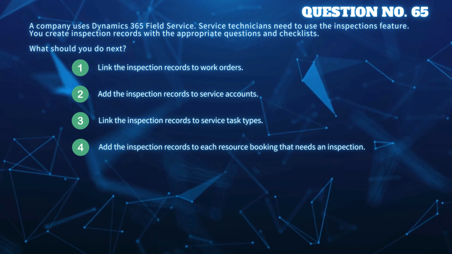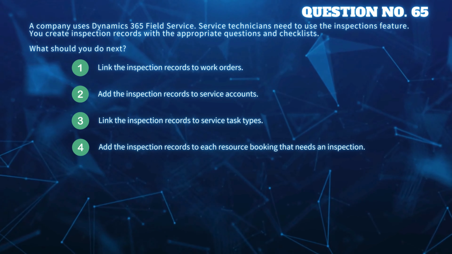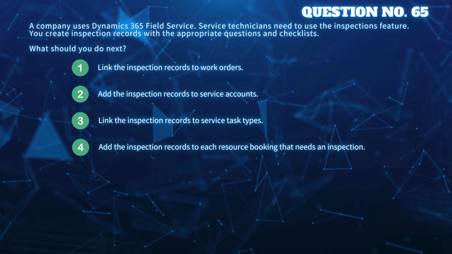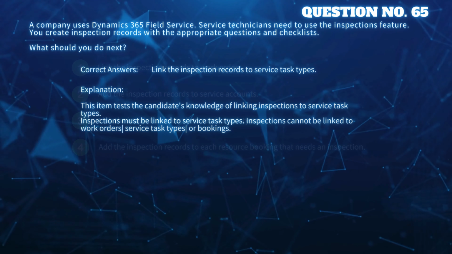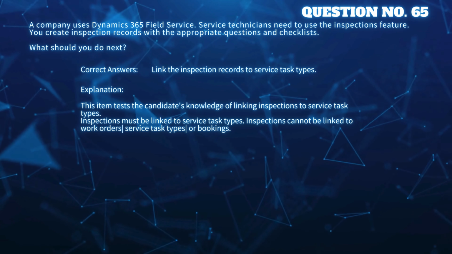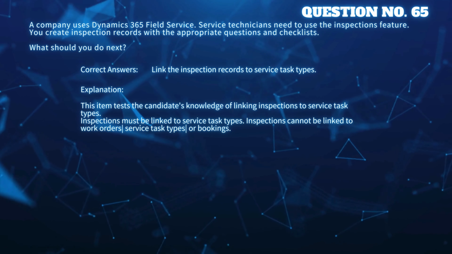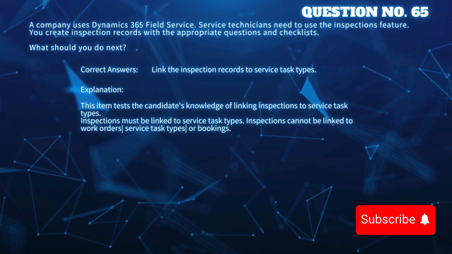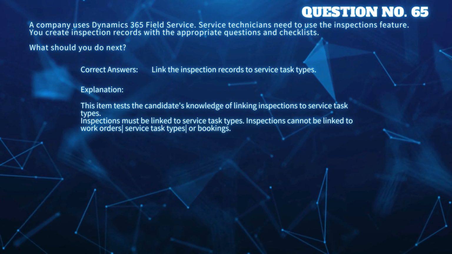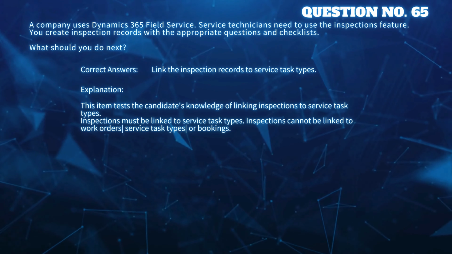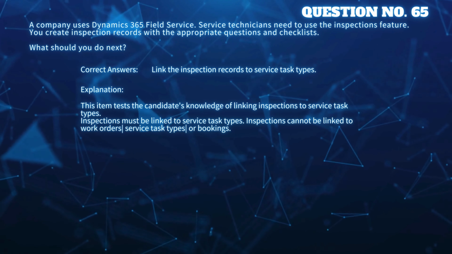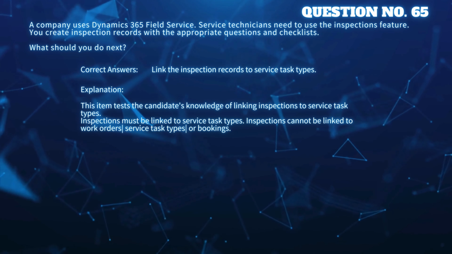Option 3. Link the inspection records to service task types. Option 4. Add the inspection records to each resource booking that needs an inspection. Correct answers: link the inspection records to service task types. Explanation: this item tests the candidate's knowledge of linking inspections to service task types. Inspections must be linked to service task types. Inspections cannot be linked to work orders, service task types, or bookings.